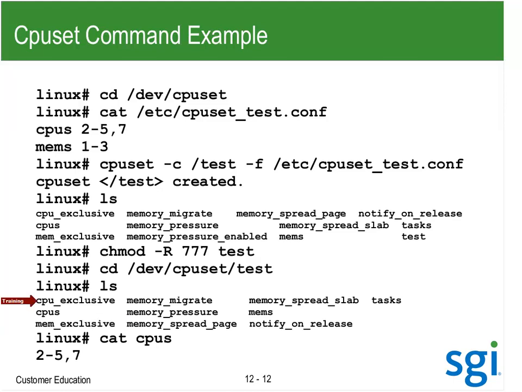So cpu_exclusive says, if I mark this CPU set as exclusive, nobody can take CPUs from me. Nobody can come into my CPUs. Memory spread slab, again, can I round robin my slab? And this is what was of interest to me with the TCP network buffers. Do I want them local on the node where the NIC is associated, or do I want to spread them around the CPU set?